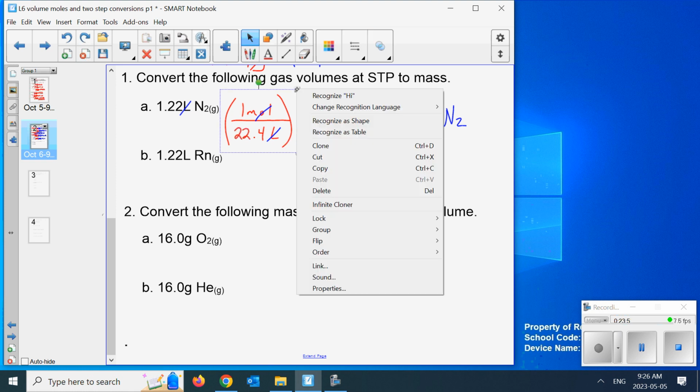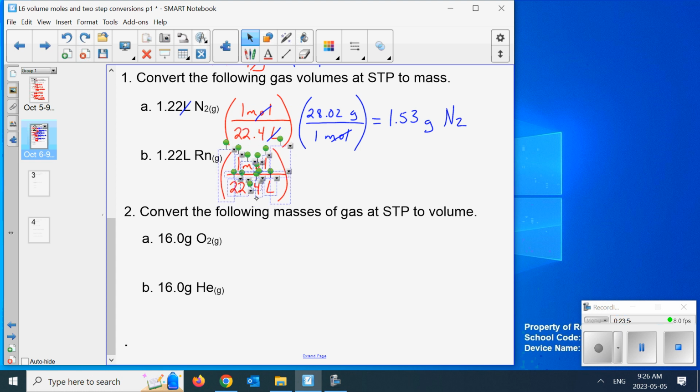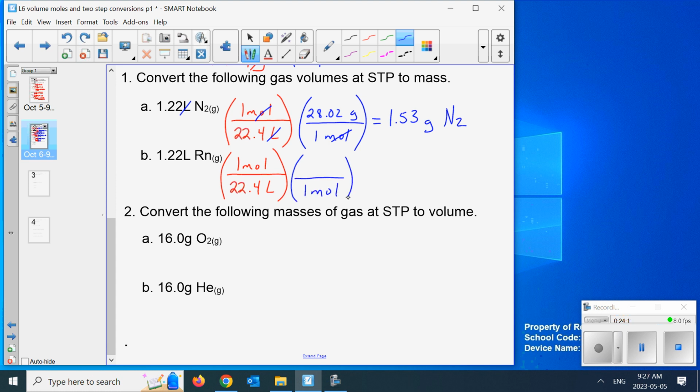Same startup on this, so I'm going to just clone this. And the second one, radon. All right. 222. Okay. 1 mole. Units cancel. I get grams. 12.09, but I'm going to round it to 3, so 12.1.